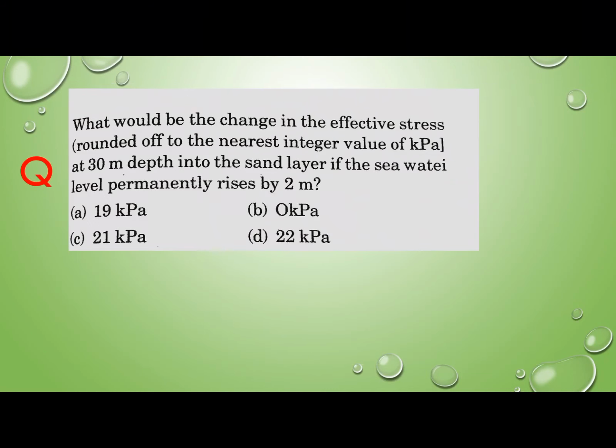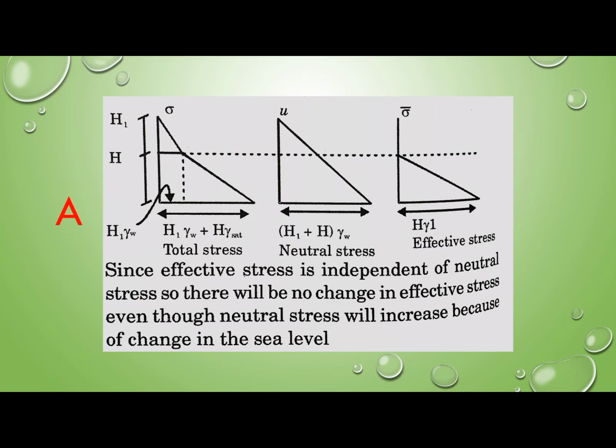So our next question: what would be the change in the effective stress, rounded off to the nearest integer value of kilopascal, at 30 meter depth into the sand layer if the seawater level permanently rises by 2 meter? So we should be aware of these diagrams with respect to the total stress, neutral stress and the effective stress. And we know effective stress is independent of neutral stress.